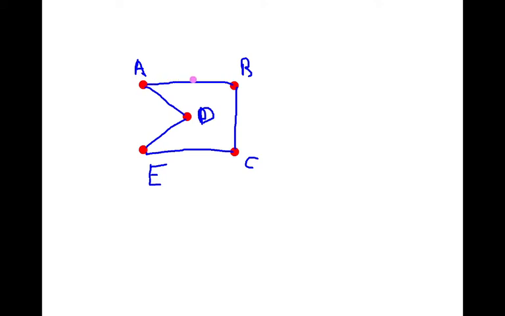Similarly, from A I can go to D directly. From A I can go to E as well, not directly, but from A I can go to D, and then from D I can go to E. So this graph satisfies the definition of a connected graph. So this is a connected graph.